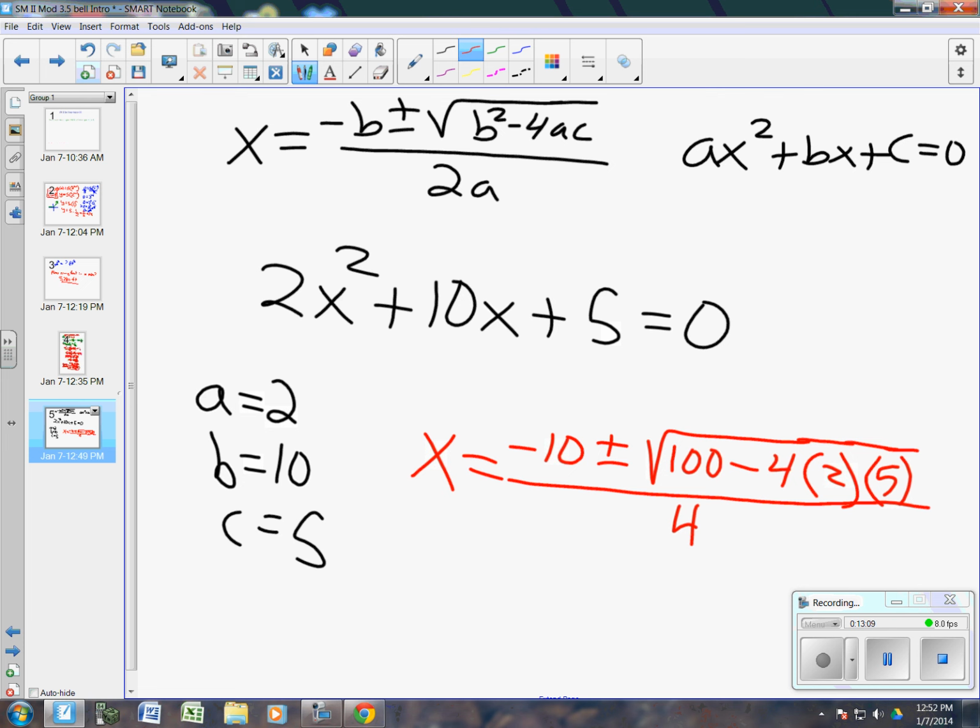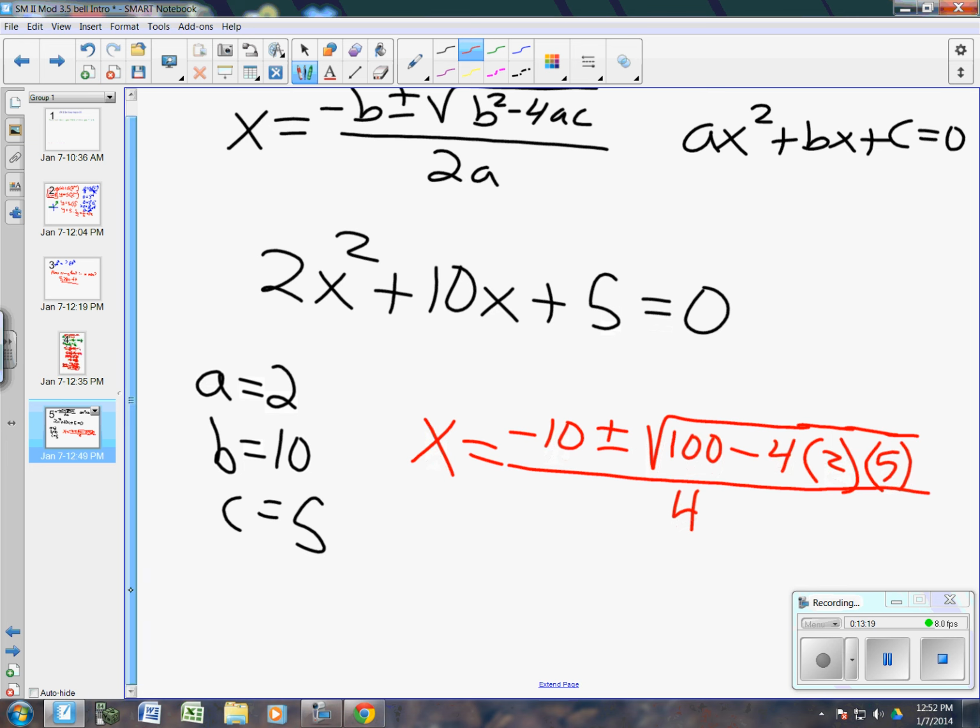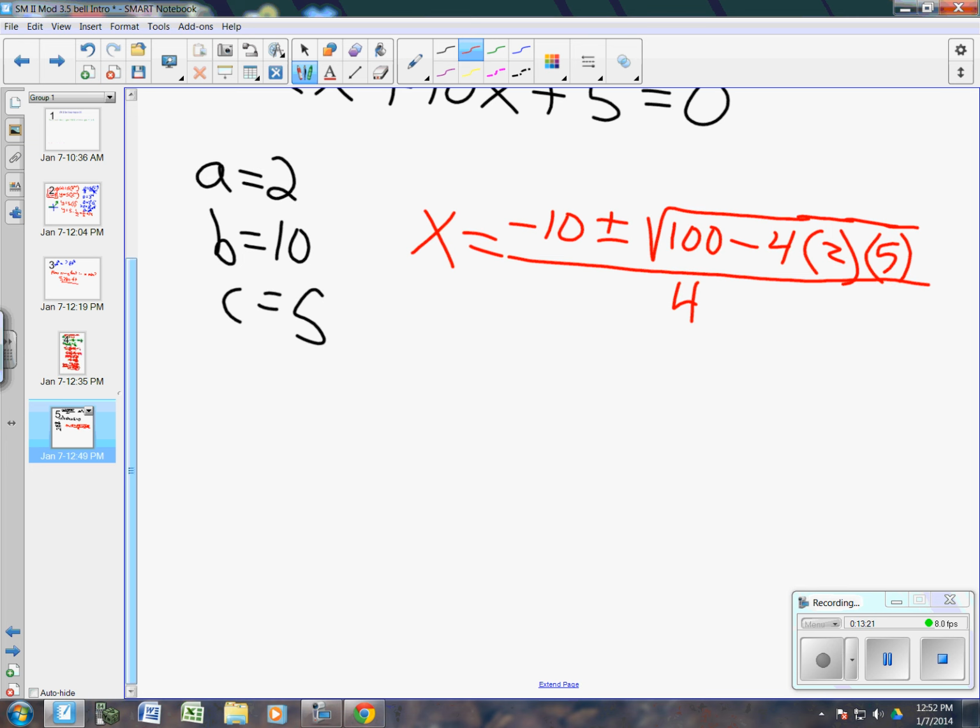Three people? Come on, you guys. What is 100 minus 4 times 2 times 5? Say it out loud, everybody. 60. It's 60. Okay. So negative 10 plus or minus the square root of 60 over 4.